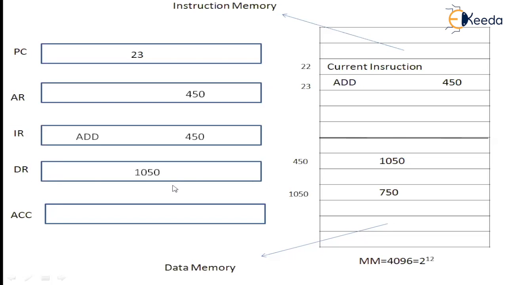Okay. Now, in this case, this 450 is not an instruction because the instruction is already fetched. This 450 is a data operand's address. So for that reason, the contents of this address will get transferred to the data register. And finally, the operation is going to be performed. What is the operation? Addition is going to be performed.